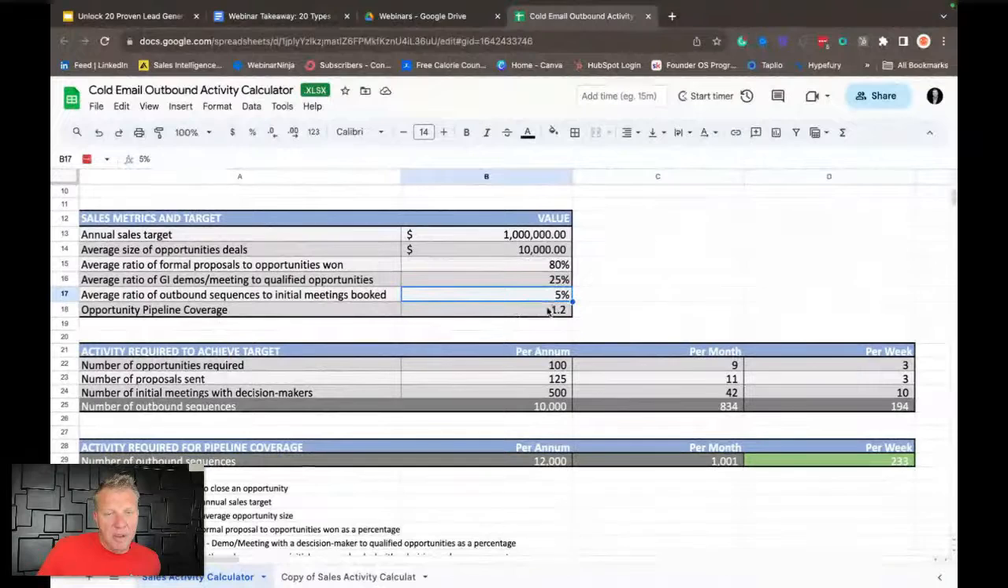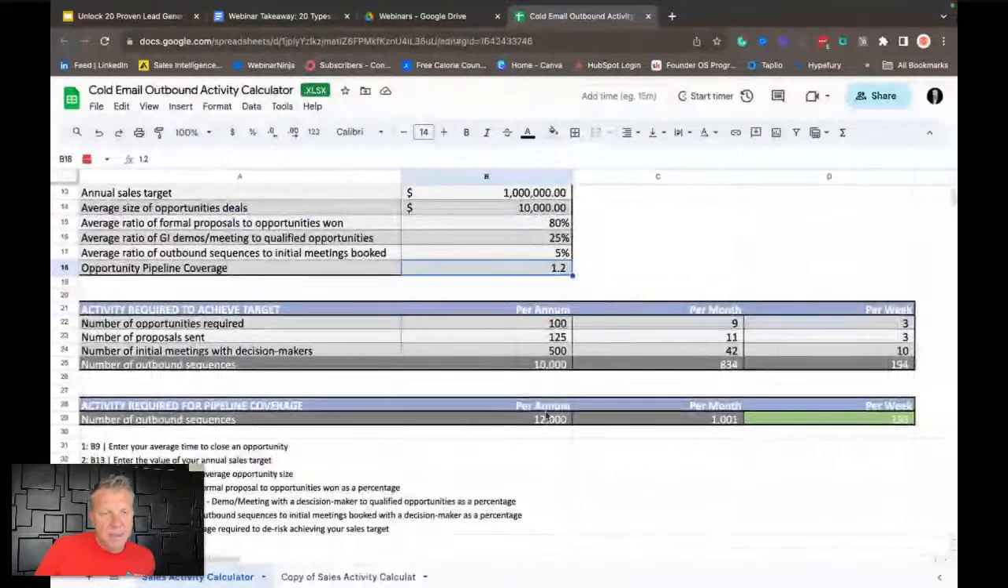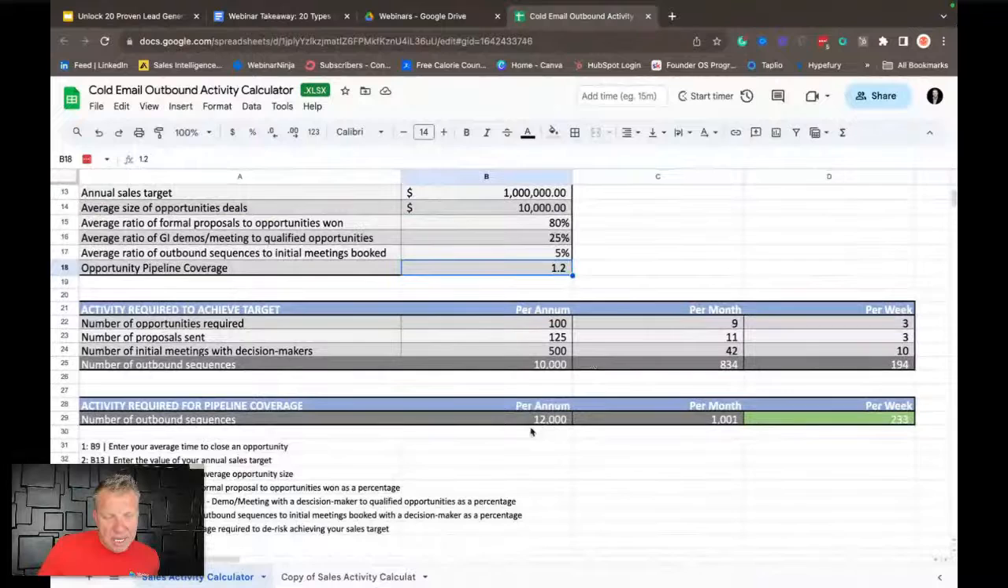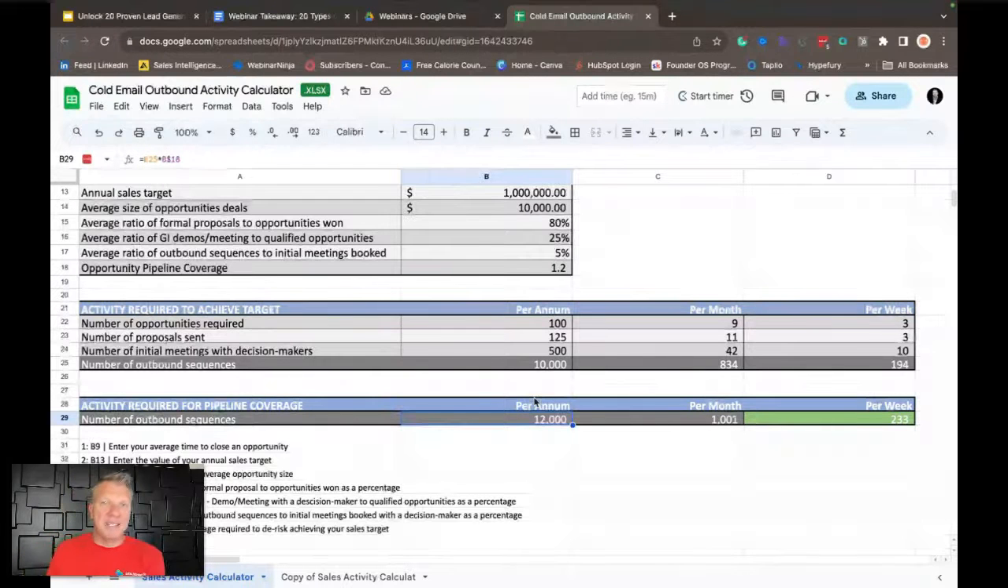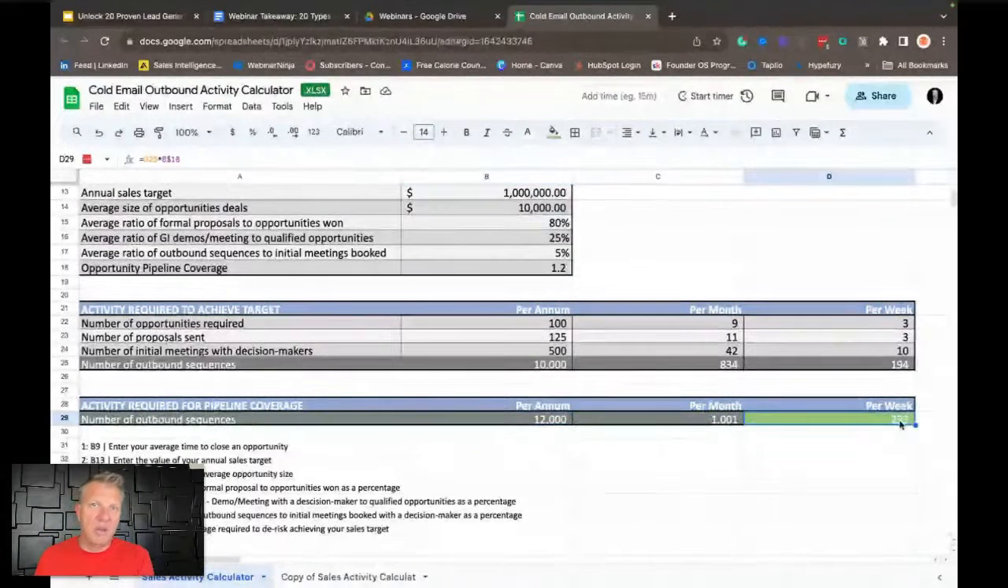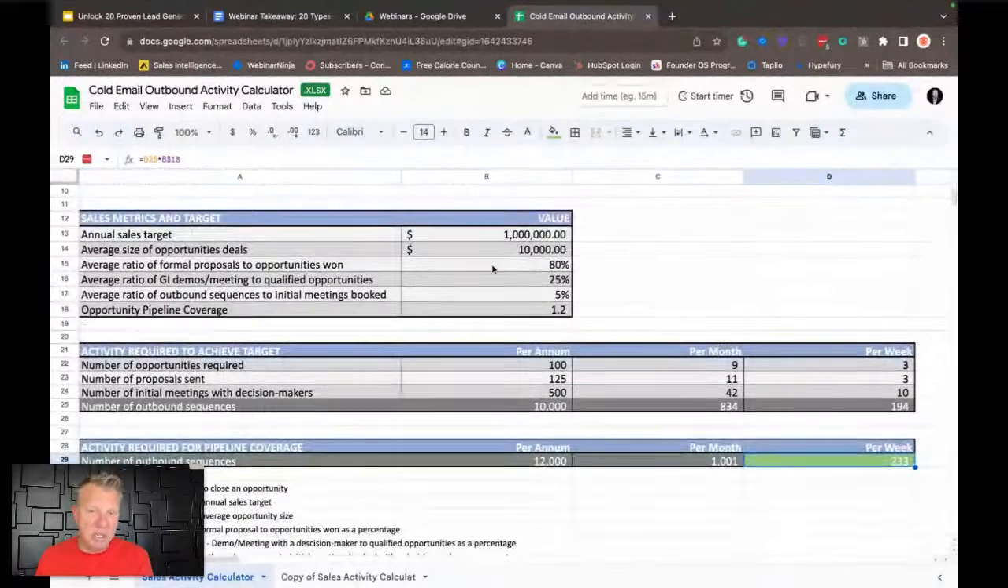And if you want to have 20% coverage on your pipeline, this tells us per annum, you need to send out 12,000 sequences to contacts. So that's 12,000 outbound sequences, which is 233 a week, 40 a day, if not a little bit more, to have a chance of hitting your metrics.